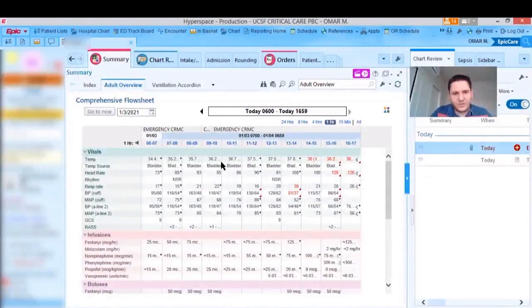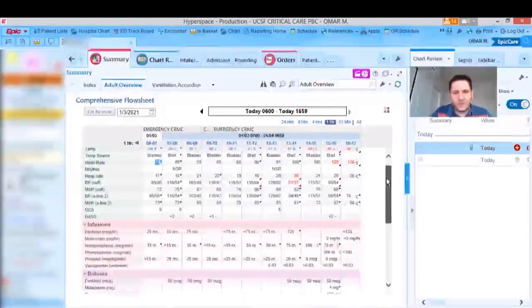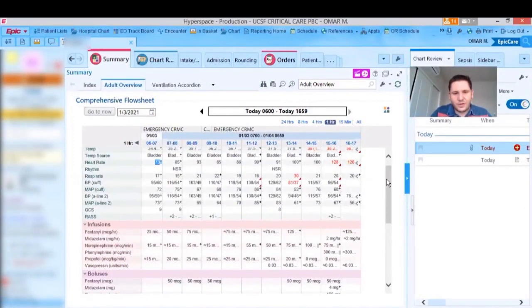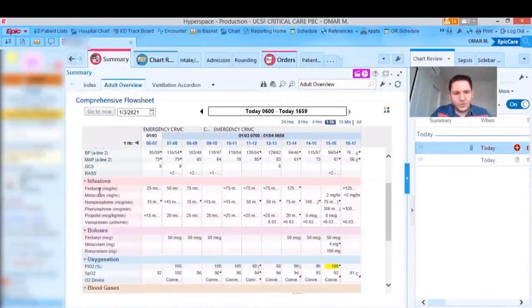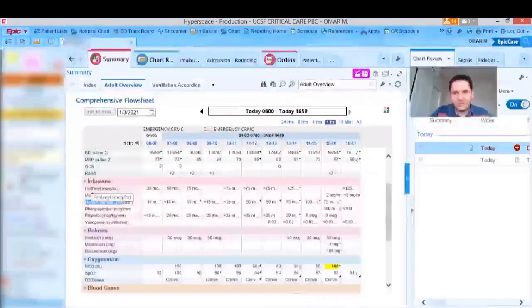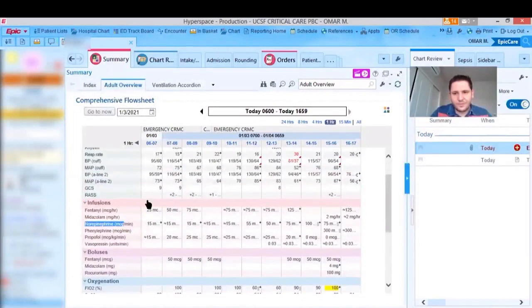You see this patient is spiking a fever now, and you can see the trend of the heart rate was in the 70s, now in the 120s, and the blood pressure is kind of dropping here. The nice thing about the adult overview is it shows all the infusions, but we care about the pressors mainly. So he's on vasopressin, phenylephrine, and levofed, and the other ones are basically just sedation: propofol, midazolam, and fentanyl. So things are not looking good.